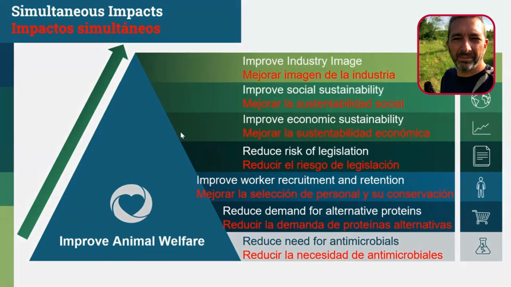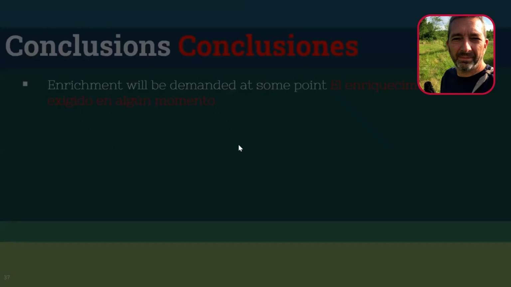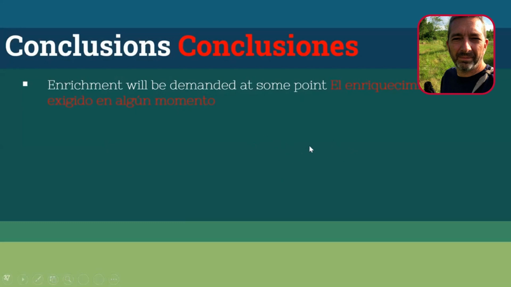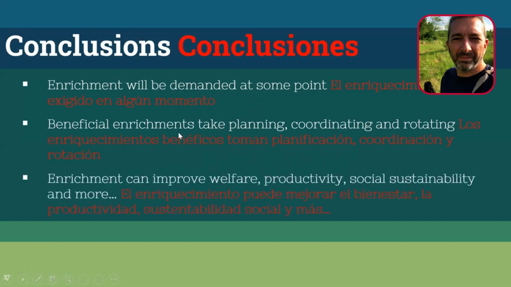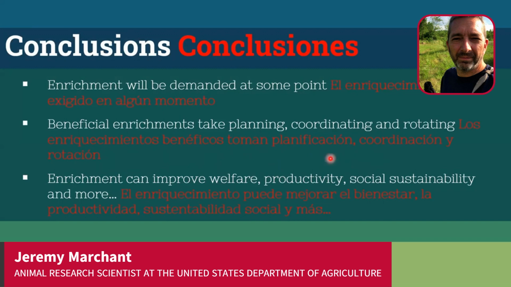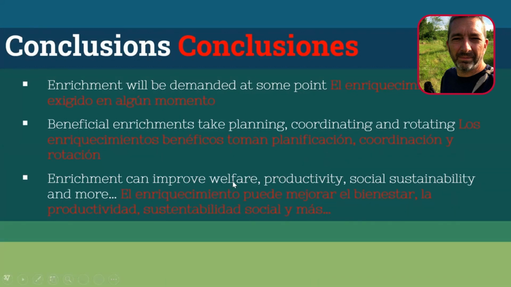So final slide, really, enrichment is going to be demanded at some point by stakeholders, I think. In terms of beneficial enrichments, it does take some planning, coordinating, and rotating as well. If pigs begin to not use the enrichment, then we need to think about rotating enrichment, so to get them back interested in the new enrichment coming in. But importantly, enrichment can improve welfare, productivity, social sustainability, and more. So I really do think that improving enrichment is a key to moving forward in the way that we have housed our pigs in intensive systems.